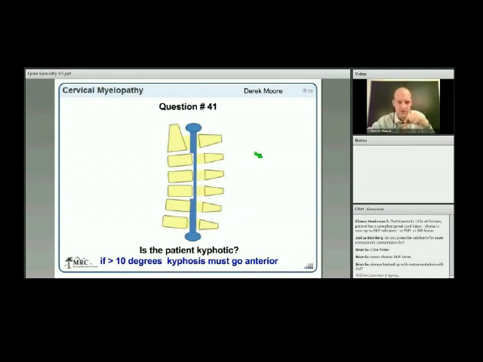Now you can imagine if a patient becomes kyphotic, what happens is the spinal cord actually gets pulled anteriorly, so it starts draping across the anterior compressive elements. And you can see that here in this illustration. So you can imagine if you go ahead and do a posterior laminoplasty or posterior decompression alone, this actually does very little to decompress the spinal cord if it's draping over those anterior compressive elements.